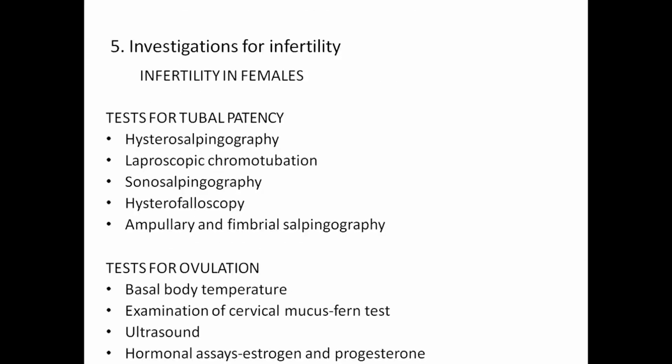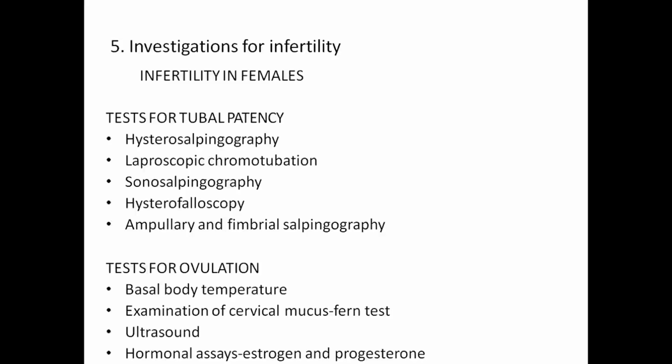Investigations for infertility. Infertility is divided into infertility in males and in females. For infertility in females, tests for tubal patency include hysterosalpingography, laparoscopy, chromotubation, sonosalpingography, and ampullary and fimbrial salpingography.